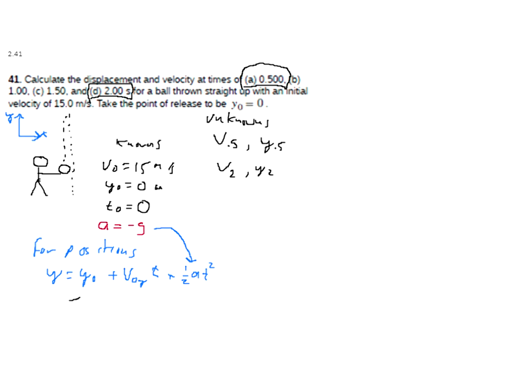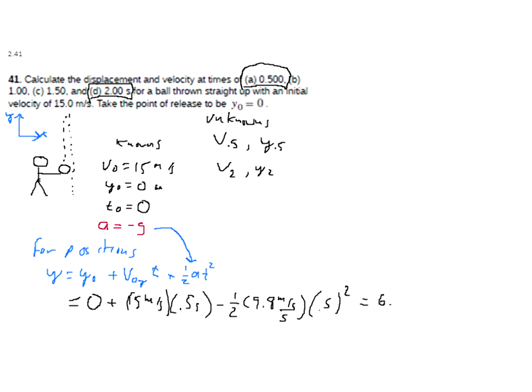So then we can just plug in here: y0 is 0 plus v0 is 15 meters per second times 0.5 seconds minus 1/2 times 9.8 meters per second squared times 0.5 squared. So let's break this down a little bit, and then we're just going to plug in, and I'll look at the final answer, which isn't that exciting.